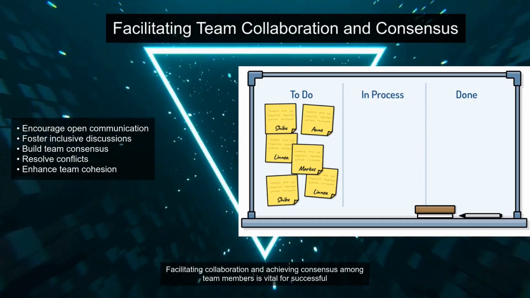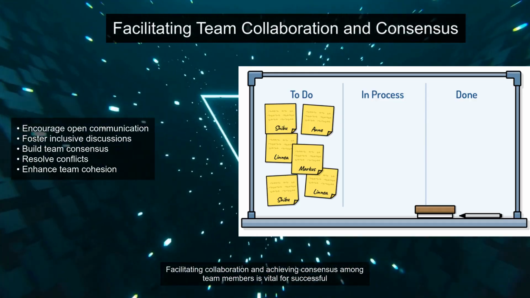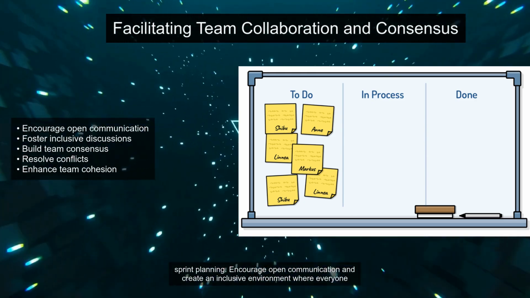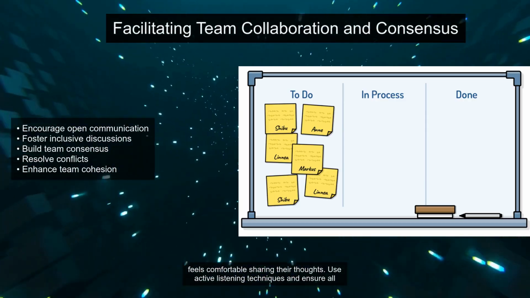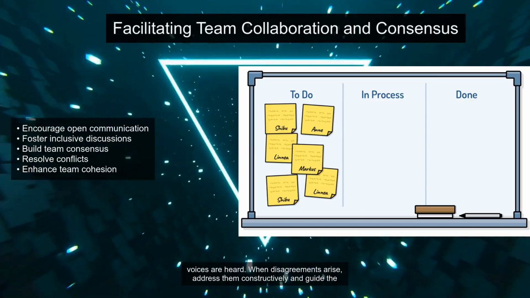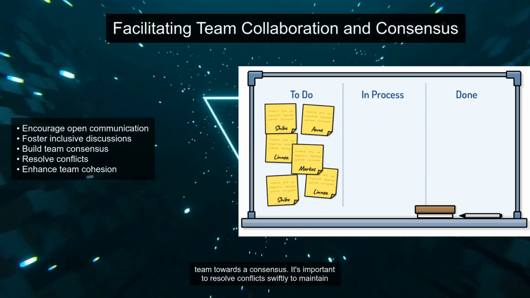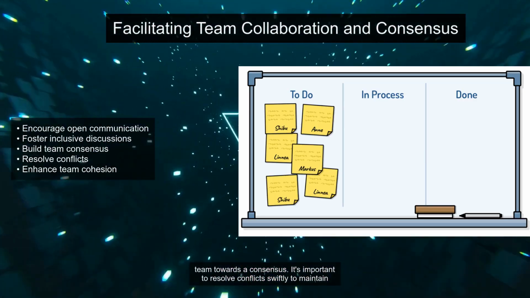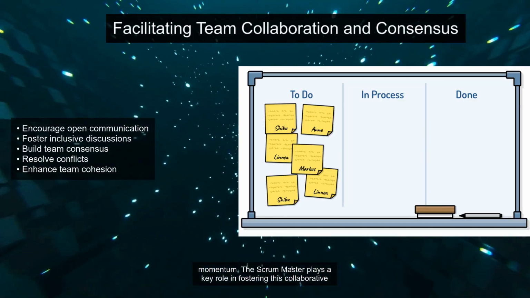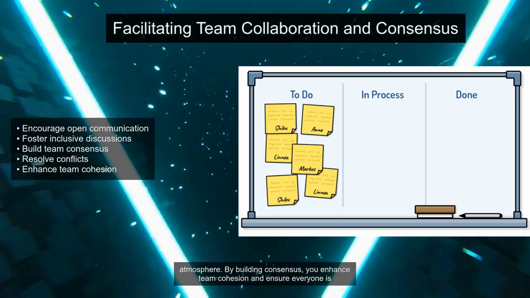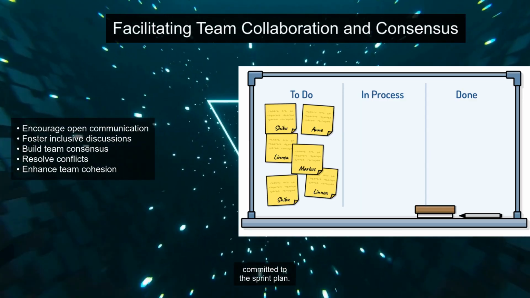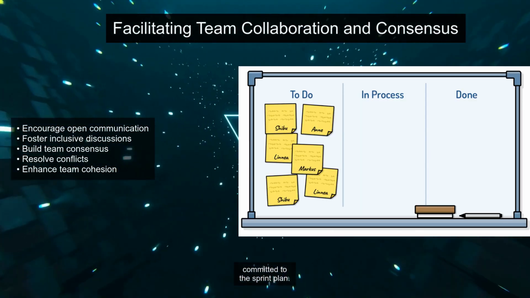Facilitating collaboration and achieving consensus among team members is vital for successful sprint planning. Encourage open communication and create an inclusive environment where everyone feels comfortable sharing their thoughts. Use active listening techniques and ensure all voices are heard. When disagreements arise, address them constructively and guide the team towards a consensus. It's important to resolve conflicts swiftly to maintain momentum. The Scrum Master plays a key role in fostering this collaborative atmosphere. By building consensus, you enhance team cohesion and ensure everyone is committed to the sprint plan.